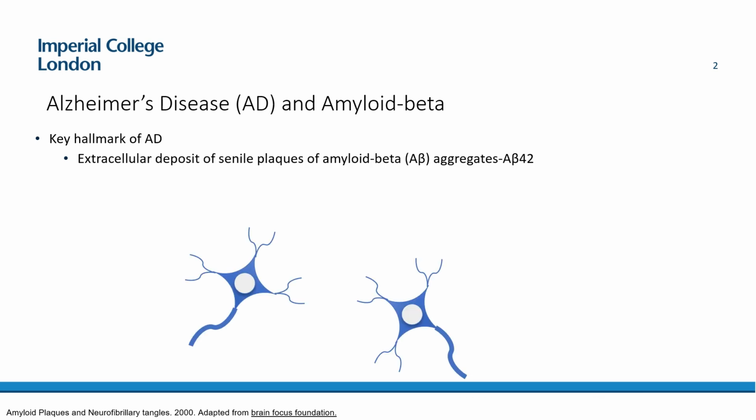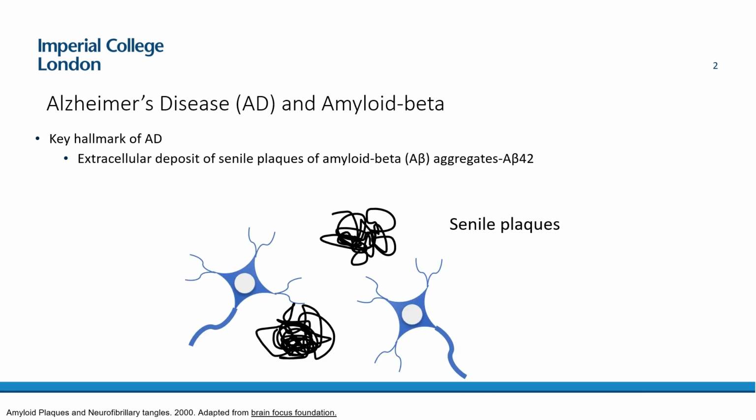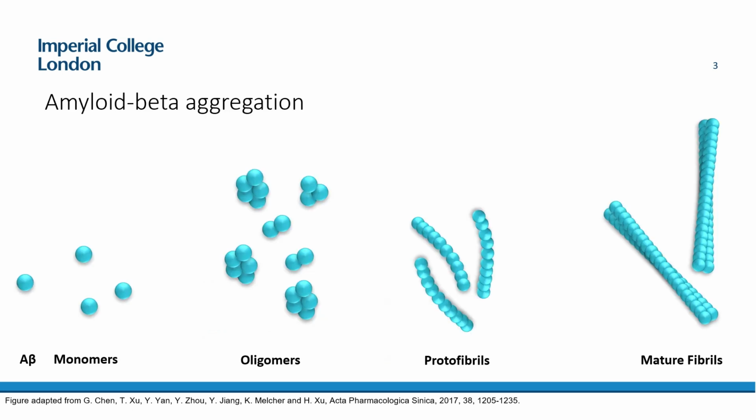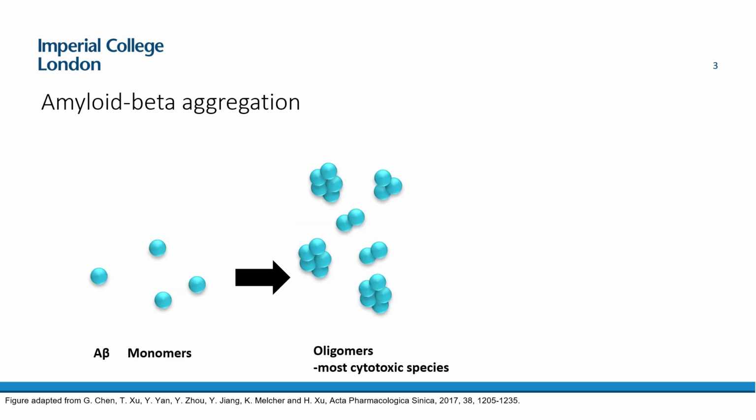One key hallmark of AD is the formation of amyloid beta plaques observed in patients' brains. These plaques are formed from aggregation of A-beta monomers, where different species are formed during the aggregation, including oligomers, protofibrils, mature fibrils, and eventually the plaques we have seen earlier. Studies have shown that A-beta oligomers, a transient species formed during the aggregation, have been identified as the most cytotoxic intermediates formed during the misfolding of A-beta.